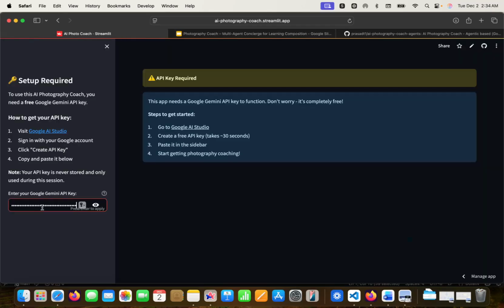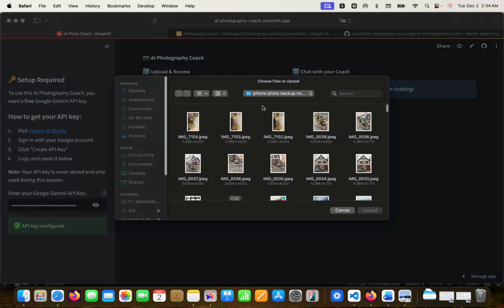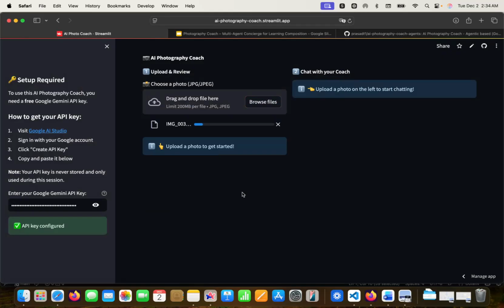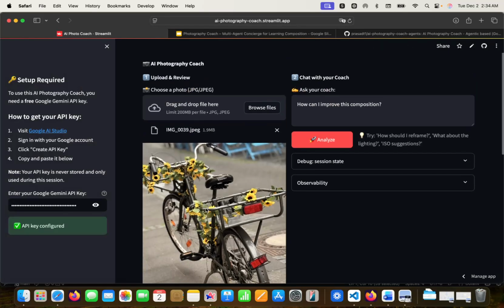You do need a Gemini key. I'm using my Gemini API key. Let's quickly upload an image. So as you can see, the vision agent pulled EXIF data.